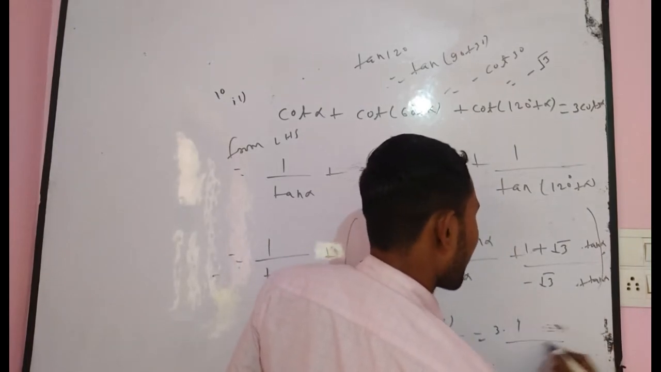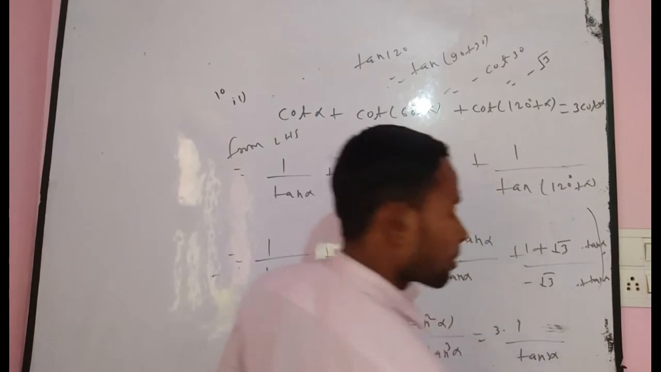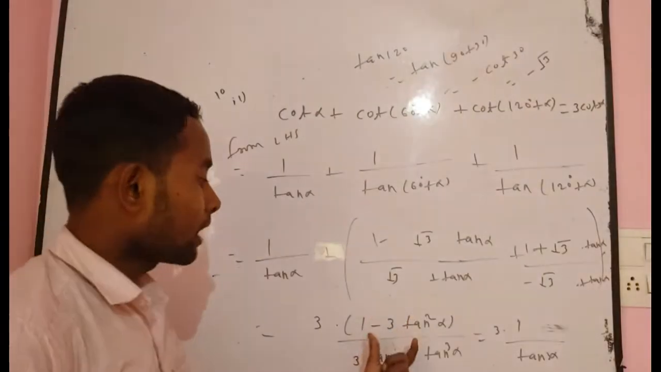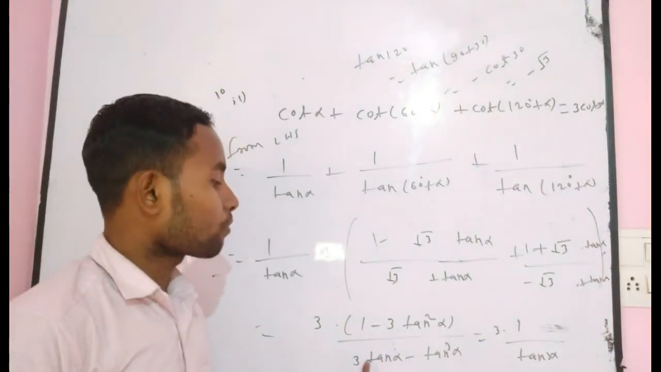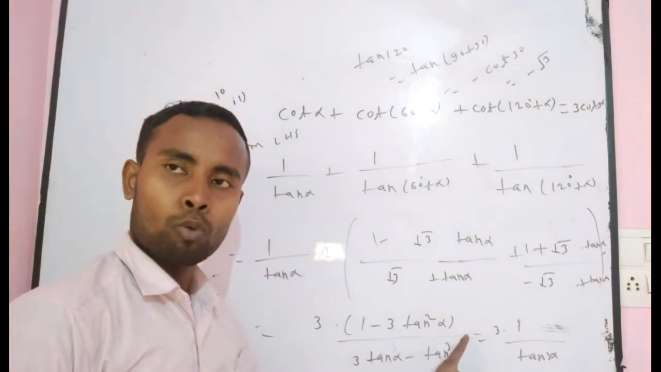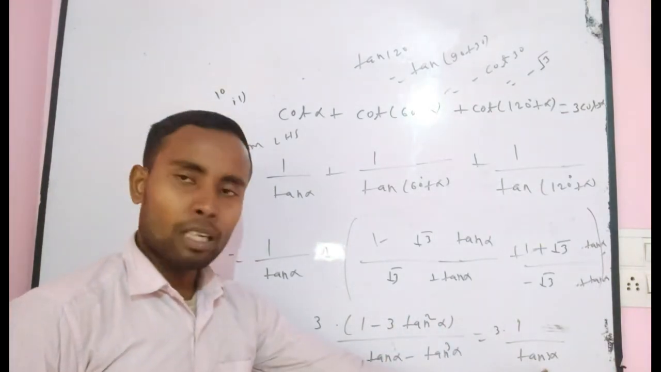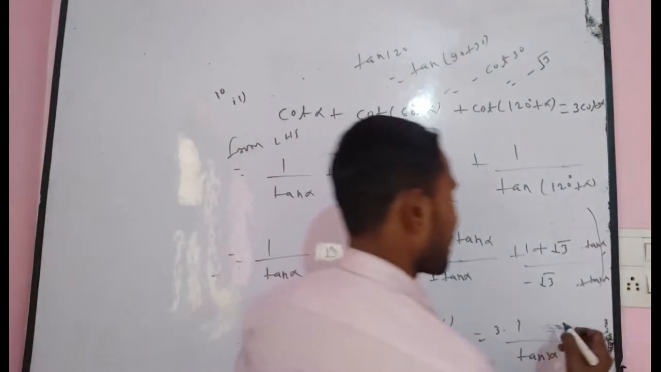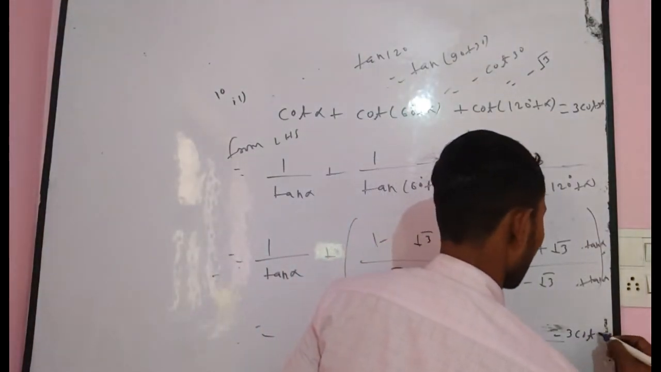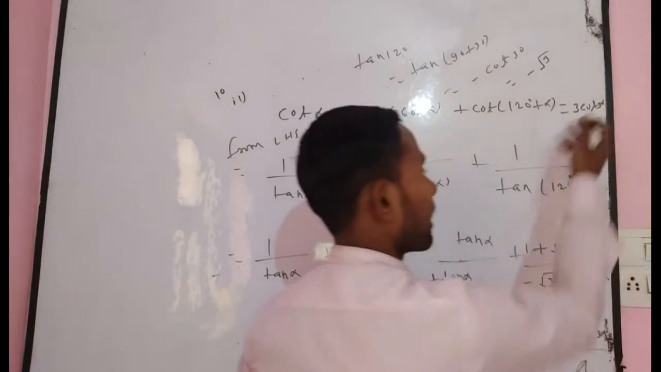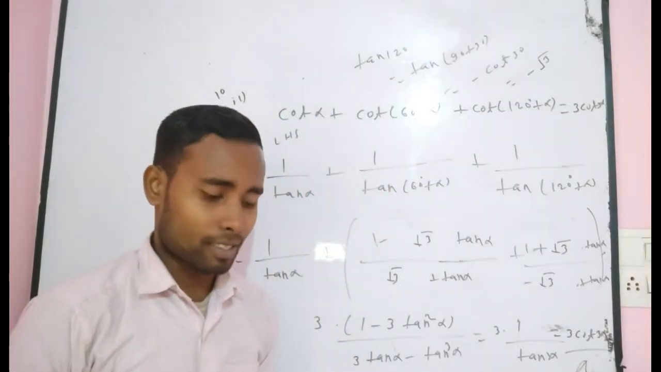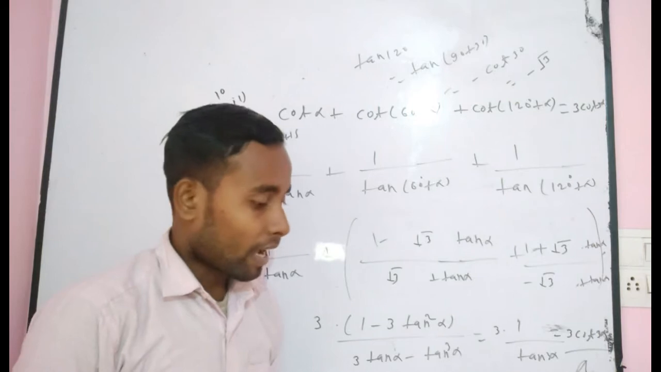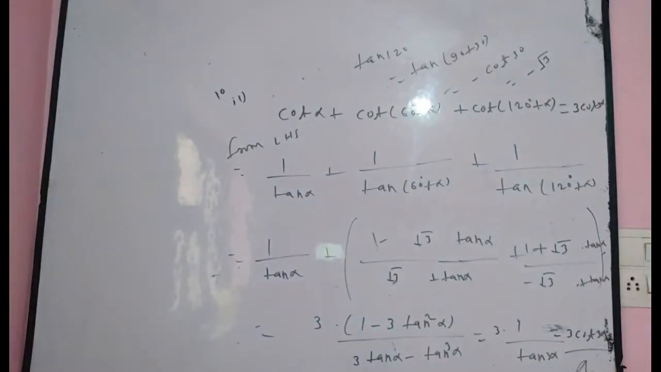That means you can write 1 by tan 3 alpha. Because when it goes in the denominator, it becomes 3 tan alpha minus tan cube alpha over 1 minus 3 tan square alpha, which will be tan 3 alpha, and 1 upon tan 3 alpha will be cot 3 alpha. So you can write it will be cot 3 alpha, which is your RHS. I think you understand. I take the next problem.